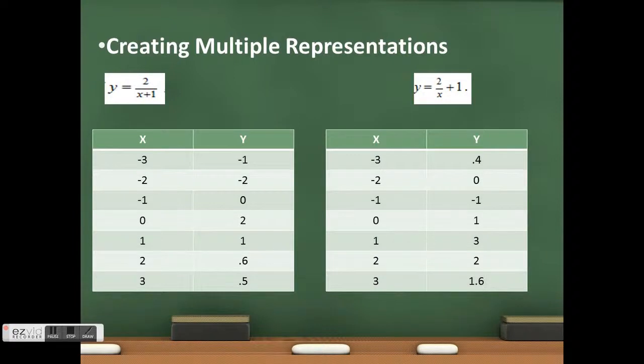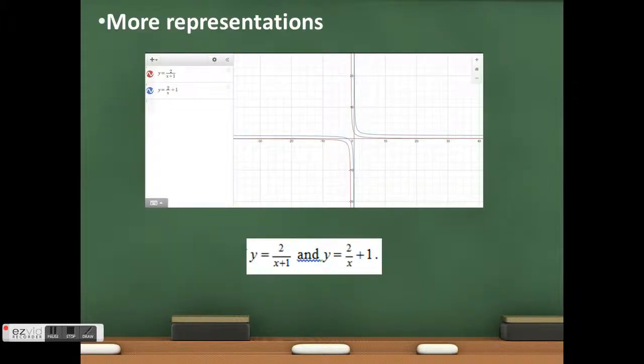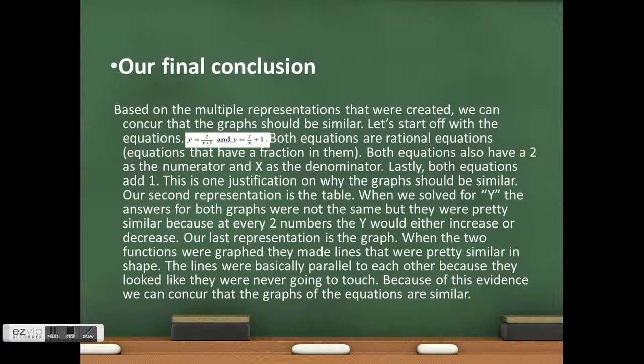Now let's make multiple representations. Our first chart is for the first equation and our second chart is for the second equation. As you can see, the numbers aren't the same, but they're pretty similar because at every two x's the number either increases or decreases. Other representations can include the graph that was graphed and the two equations. So our final conclusion is that based on the multiple representations that were created, we can concur that the graphs should be similar.